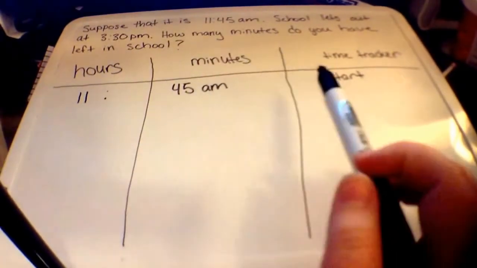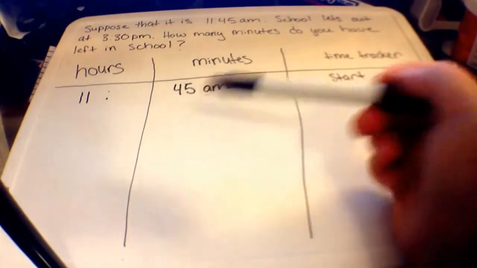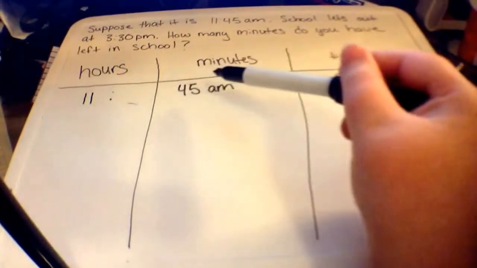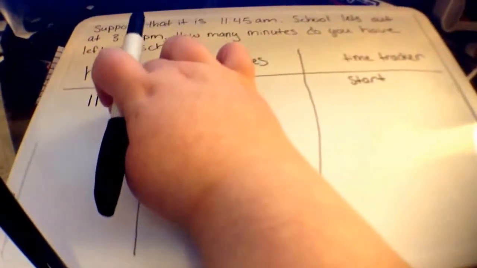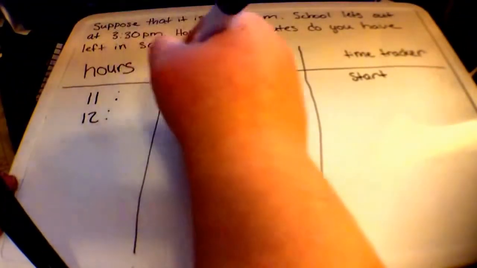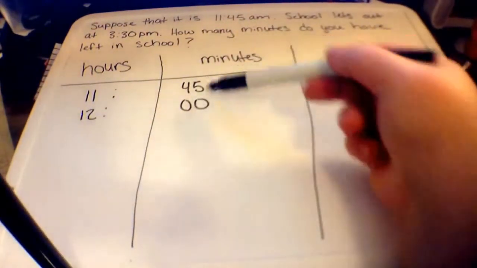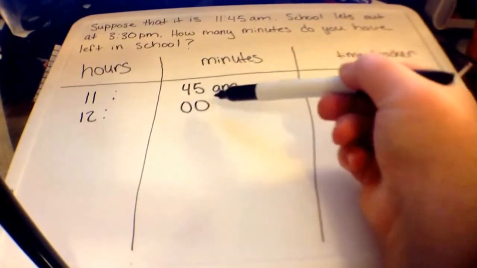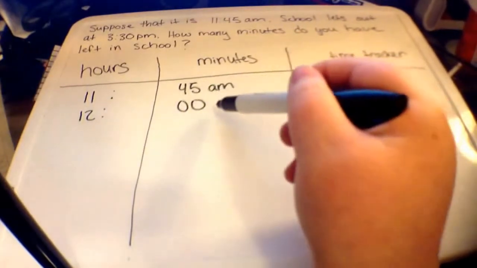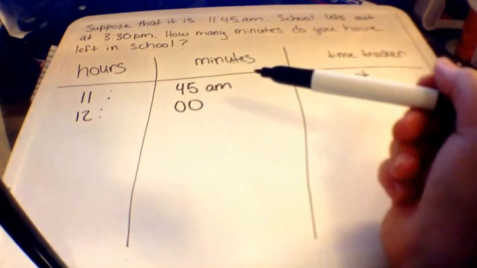Now, in order to make this a little bit easier, we're going to try and jump to the next whole hour. So what is the next hour after 11:45? That would be 12 o'clock. Now, in order to get to this 12 o'clock, what did we have to do? We added 15 minutes. Now, you should take note that we did not add the 55 minutes. We only added 15. Why is that?